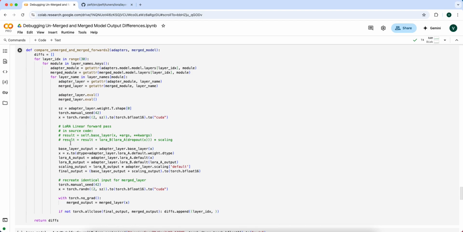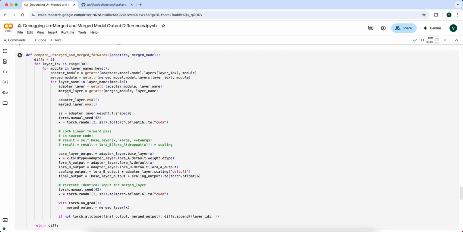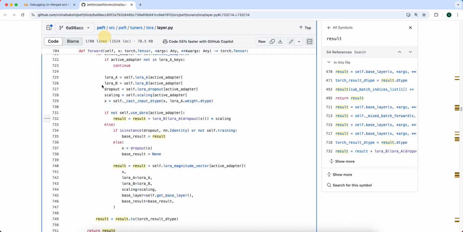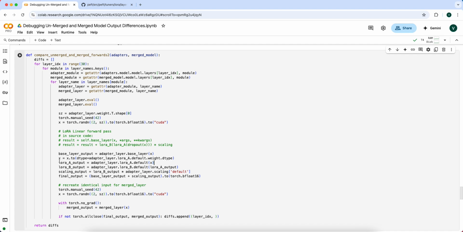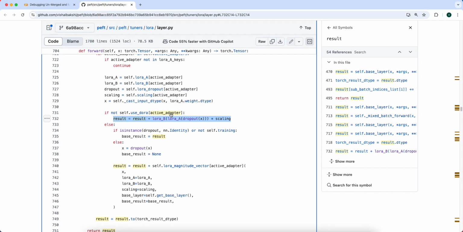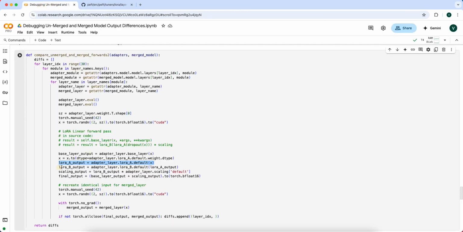More as an exercise, I took that same code and instead of doing a forward pass, I did all the steps that we see done here, except for dropout, because I'm not using dropout. So I passed the inputs through the LoRA A, which is done here. Then I passed that through LoRA B, which is done here, and then multiply by the scaling output and add it to the base layer. So forgot to mention that here.